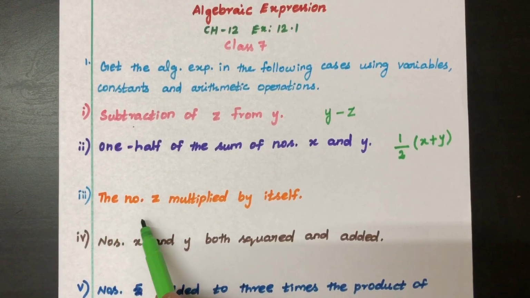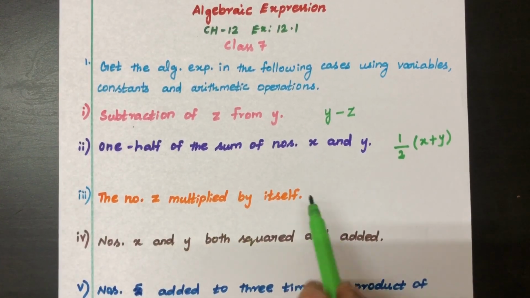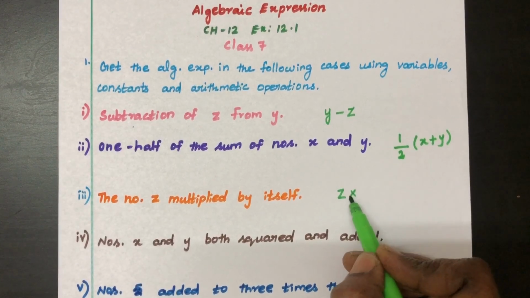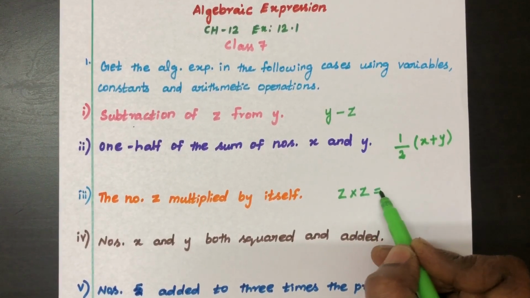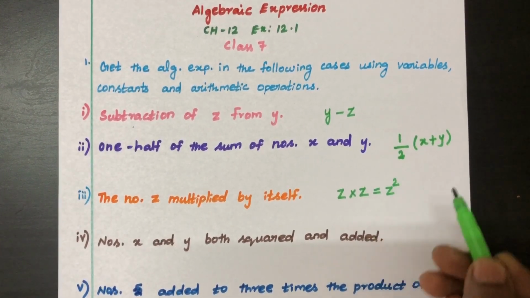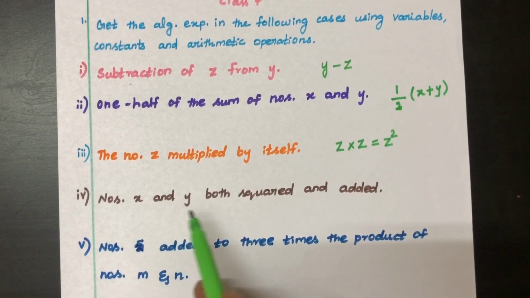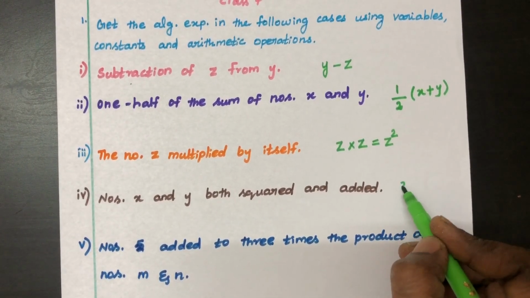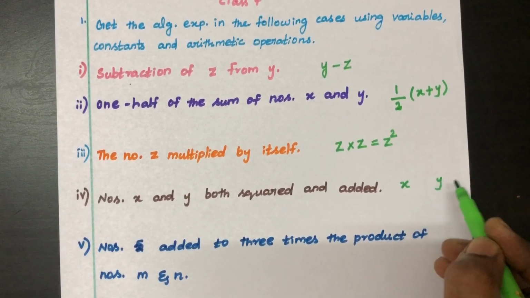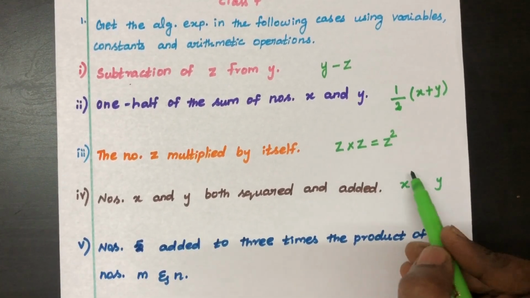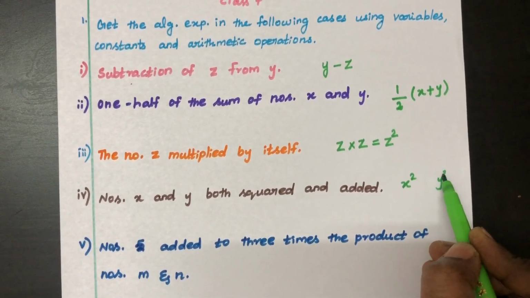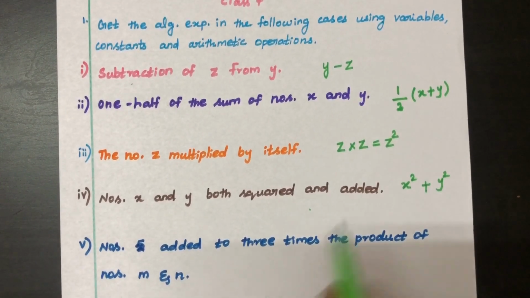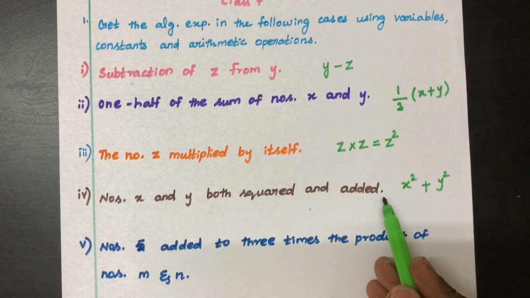Next, the number z multiplied by itself. See, z is already there, so it is multiplied by itself. This gives us z square. Next, numbers x and y both squared and added. Two numbers are there, x and y. Both squared means just give square here, and added. That's all: x square plus y square. This is the answer for this question statement.